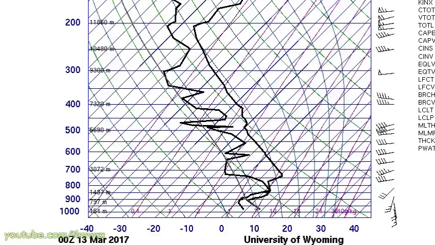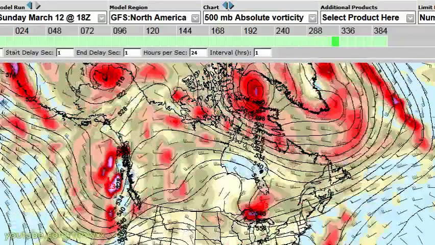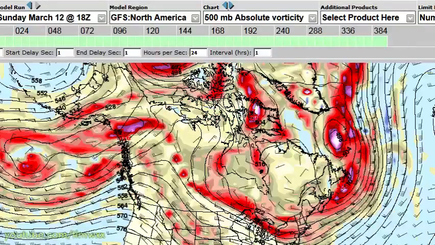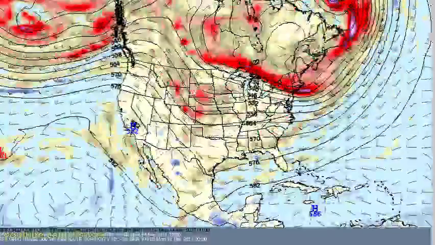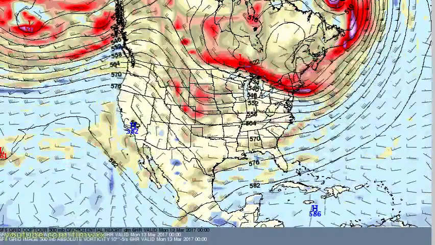All right, let's see here. I'm going to go straight to the dynamics here. This is the 500 millibar heights and vorticity. And I'll pull up this chart real quick, and we'll take a look at the chat, see what's going on right there.